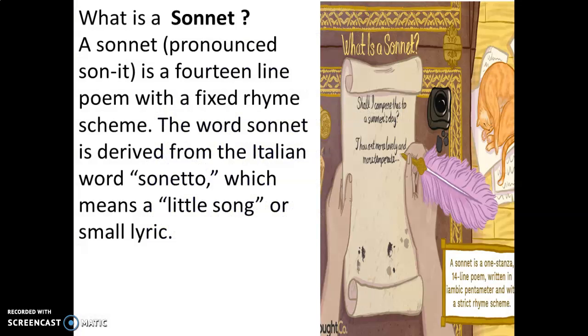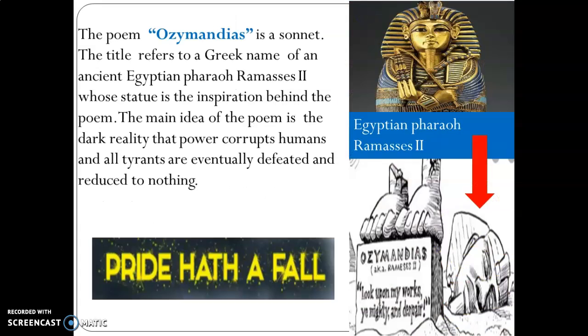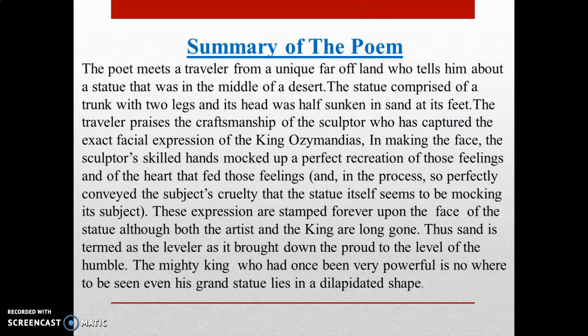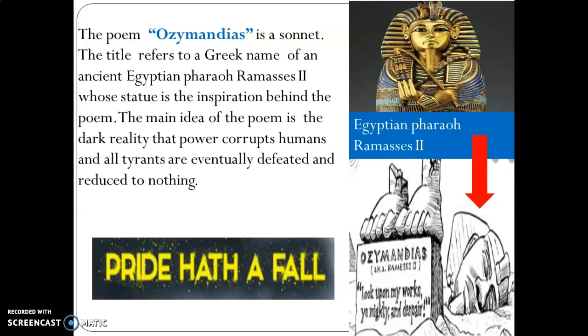So this poem is a sonnet, and a sonnet is a 14-line poem with a fixed rhyme scheme. The word sonnet is derived from the Italian word sonetto, which means a little song or a poem. The poem Ozymandias is a sonnet, and the title refers to a Greek name of an ancient Egyptian pharaoh, Ramesses II, whose statue is the inspiration behind the poem. The poet saw the statue and he wrote this poem.